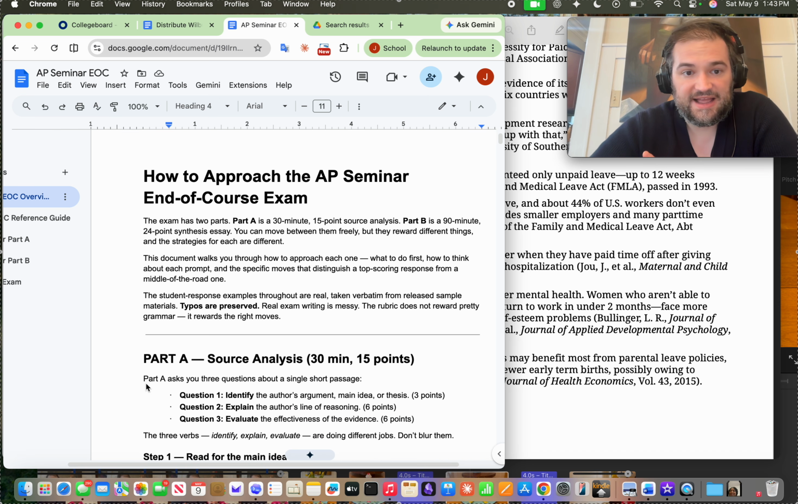So as you know, the exam has 2 different parts. It has a part A and a part B. Part A is 30 minutes recommended. It's worth 15 points. You read 1 article and you answer 3 open response questions about the article. Part B is worth 24 points, and you read 4 articles, find a common theme, develop an argument about that theme that represents an original perspective or an original argument in some way, and then you write an argumentative essay. The recommended time for that is 90 minutes.